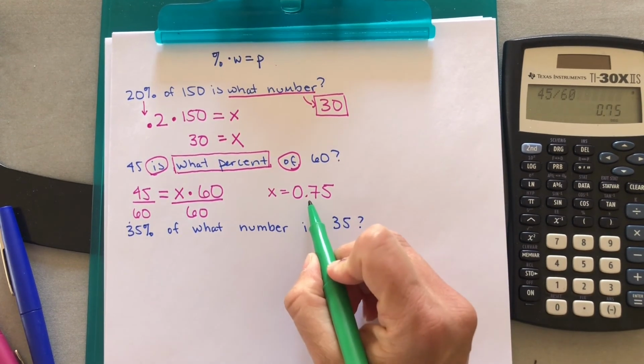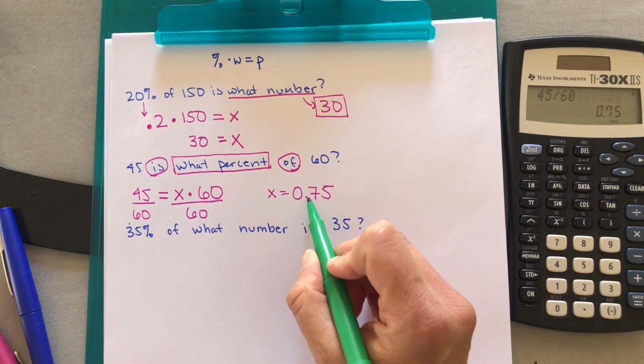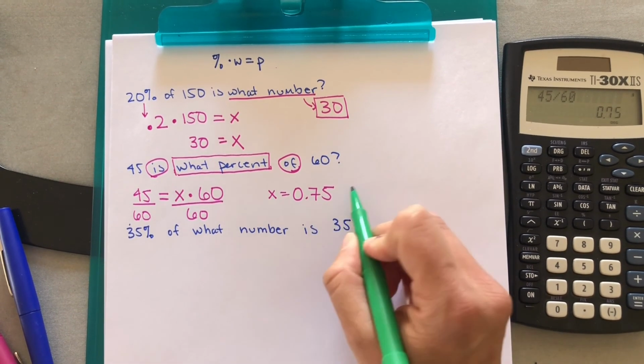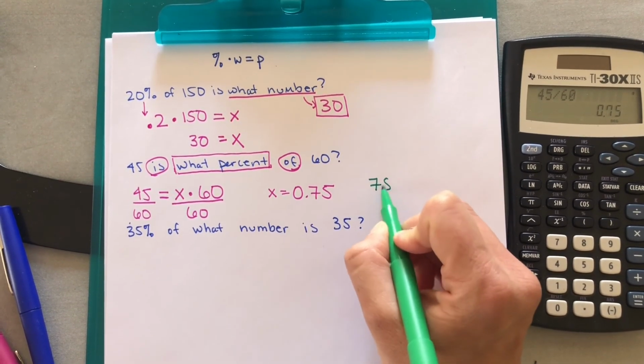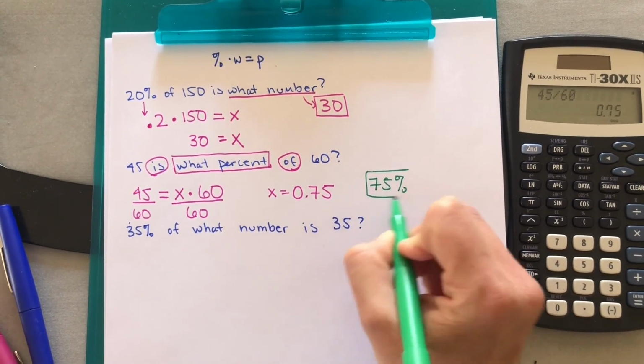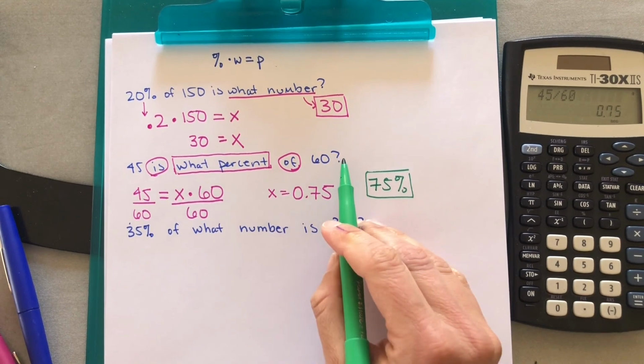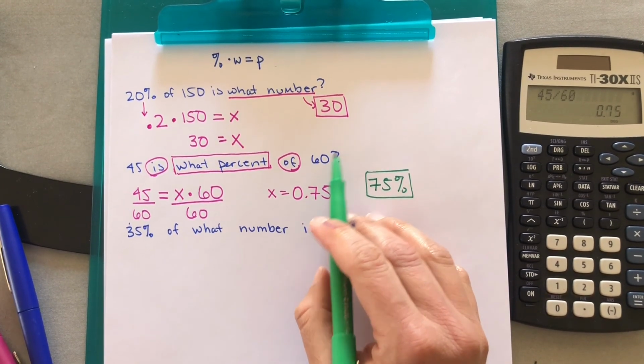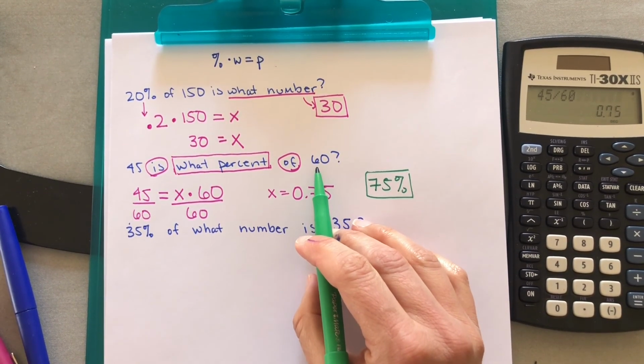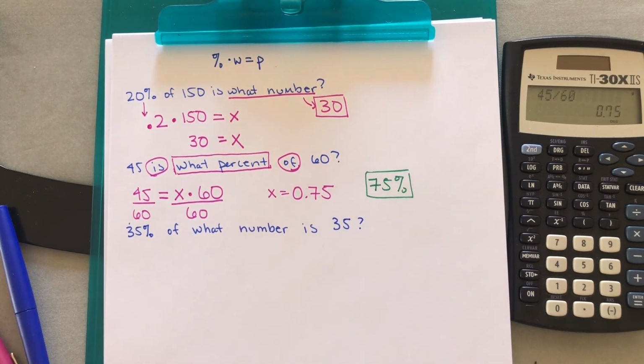So if we take 75 hundredths and we want to write it as a percent, we need to multiply by 100, which is 75%. So 45 is 75% of 60, which makes sense because it's smaller than 60, but greater than half, which would be 30.